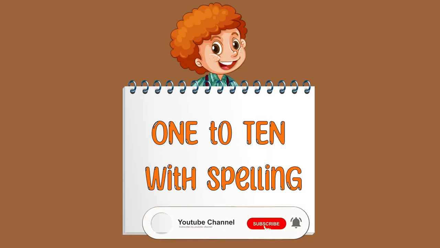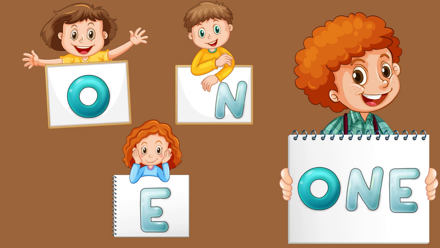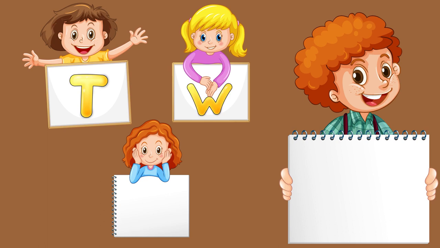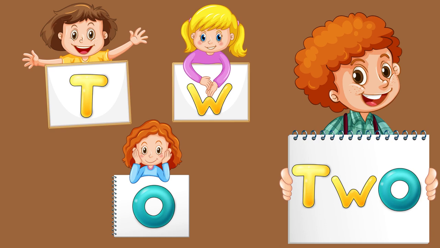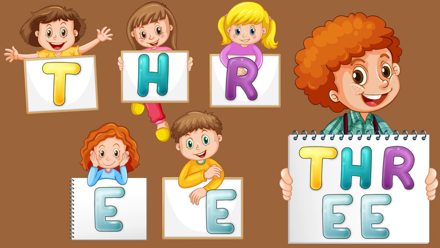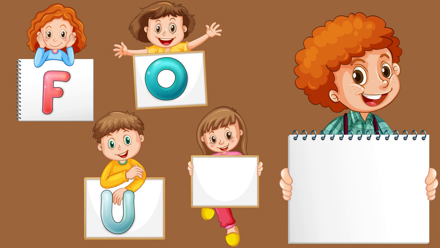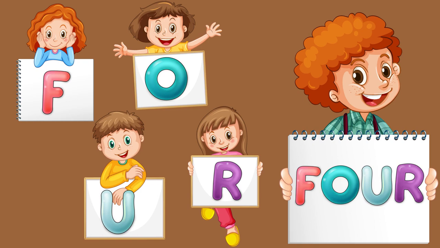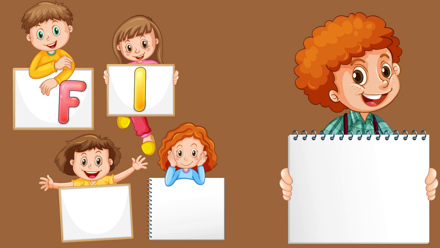1 to 10 with spelling. O, N, E. 1. T, W, O. 2. T, H, R, E, E. 3. F, O, U, R. 4. F, I, V, E. 5.